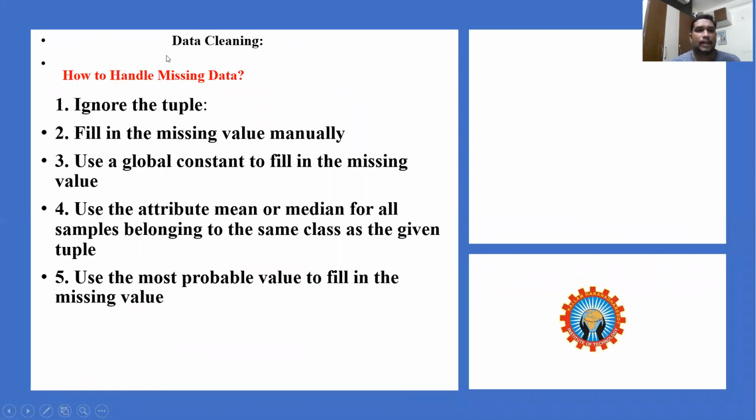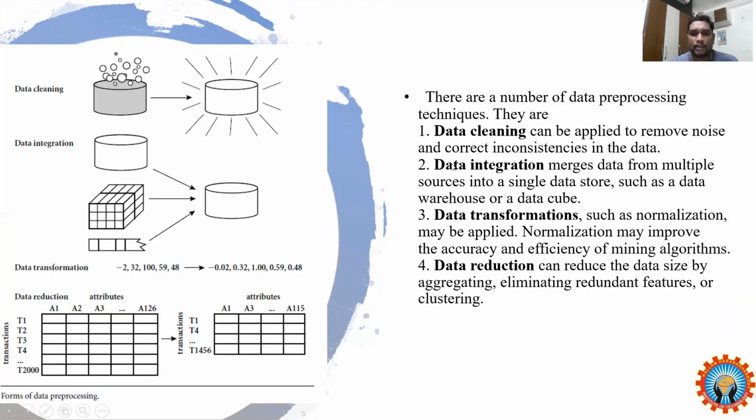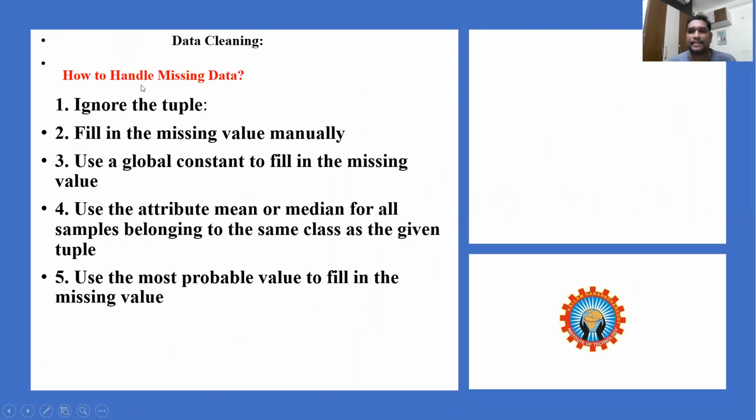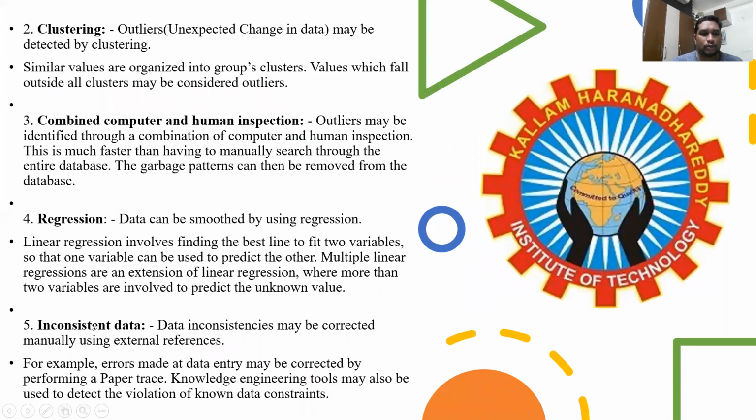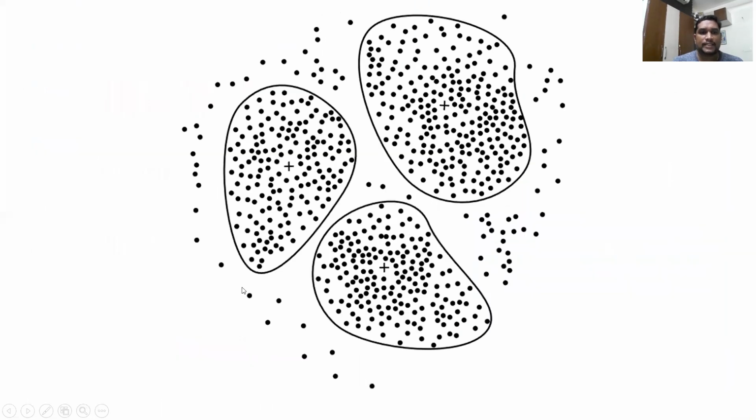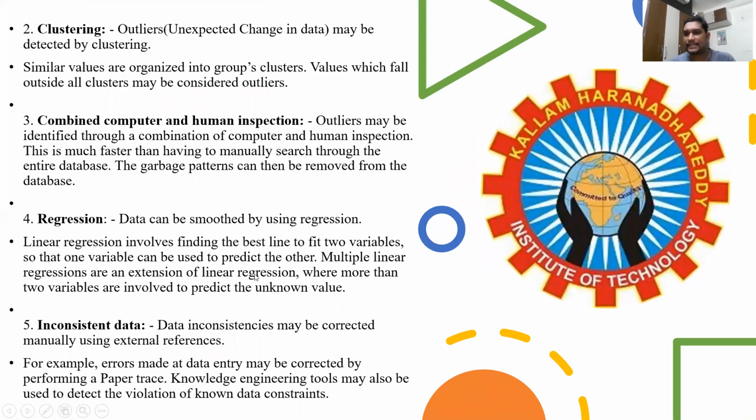First, how do you clean the data? Our data cleaning mechanism first handles missing data. If there is missing data in our database, how does it handle it? In data cleaning, we have three mechanisms. First is how to handle missing data, second is how to handle noisy data, and third is how to handle inconsistent data. These are the scenarios we have to discuss in this session.